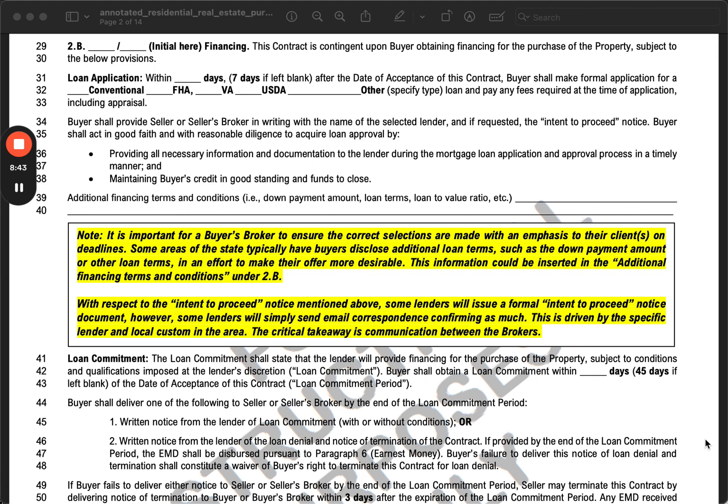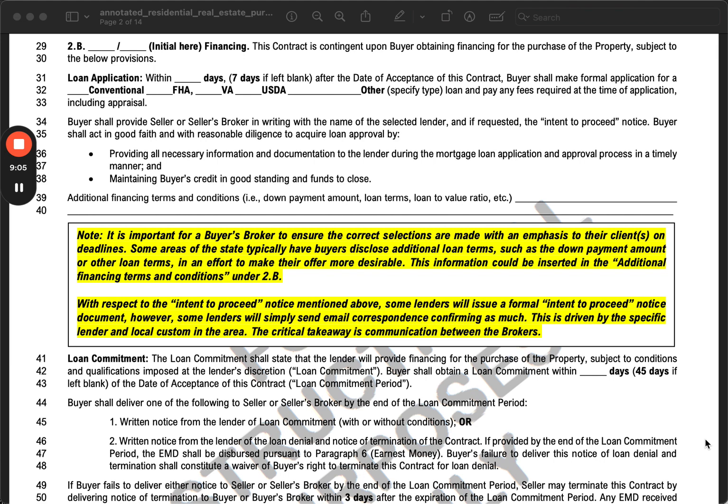Line 39, additional financing terms and conditions, i.e. down payment, amount, loan terms, loan-to-value ratio, etc. The lines for line 39 and 40 are not required, they're simply optional for those agents who prefer to fill that information in. The notated section.